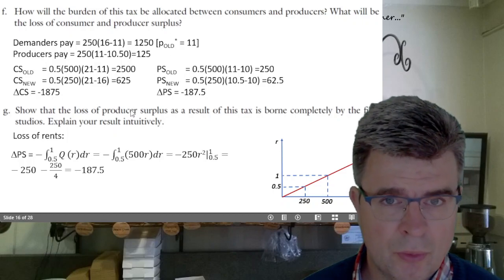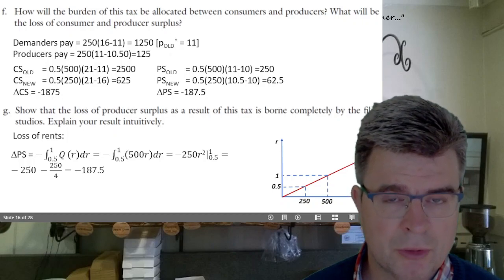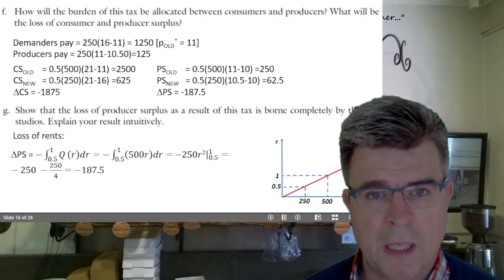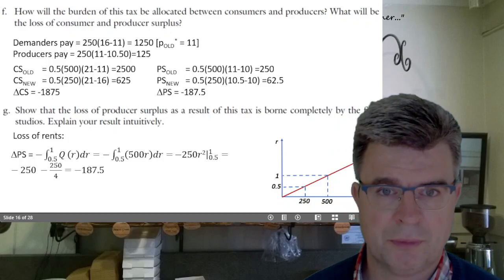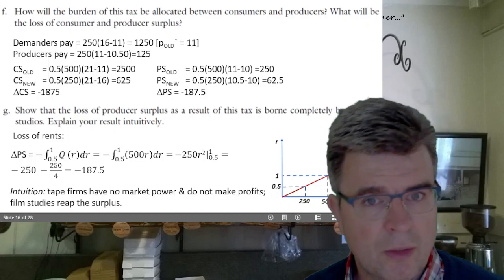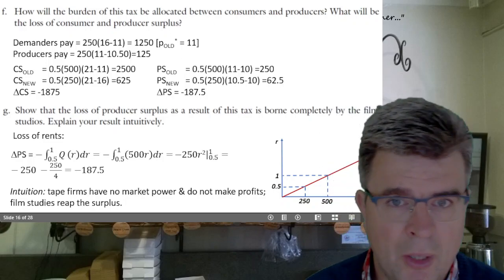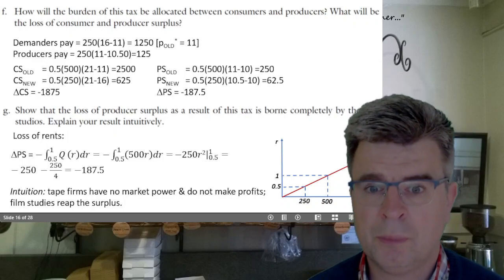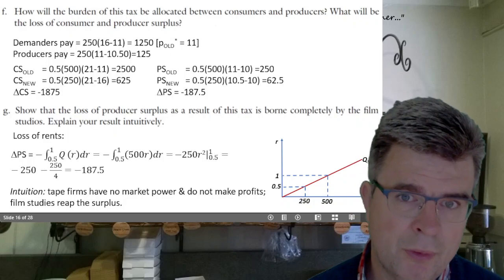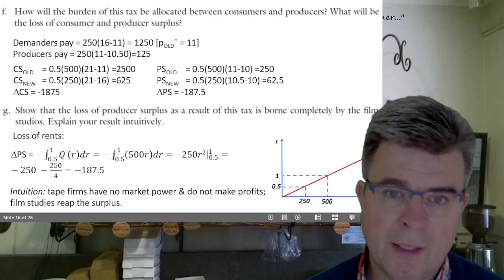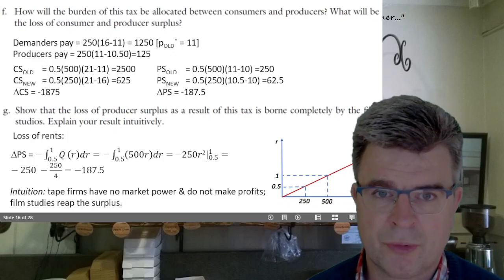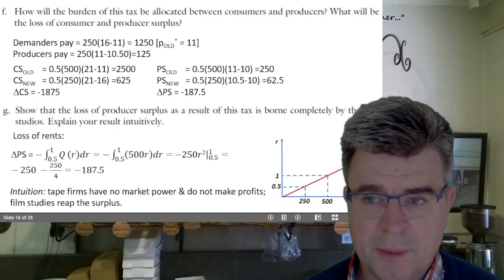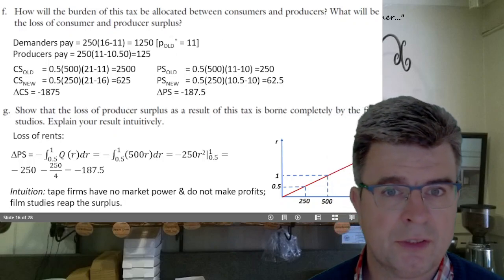Conclusion: the total loss in producer surplus does not fall on the videotaping firms, but it's paid by the film studios. The reason is that, to start out with, the videotaping firms have no market power, so they earn profits of zero in the long run, and they continue to earn profits of zero. The film studios are the ones that earn the surplus, and they also are the ones that suffer if a tax gets imposed. And that brings us to the end of exercise 12.7.